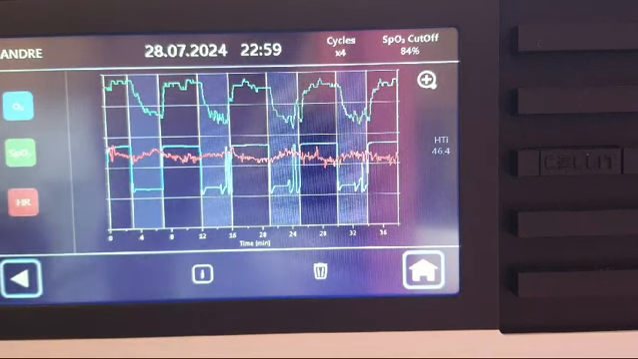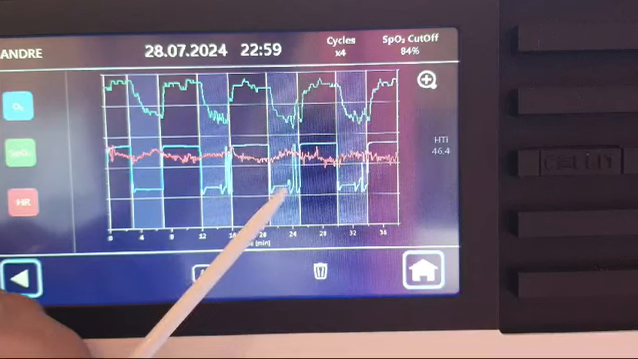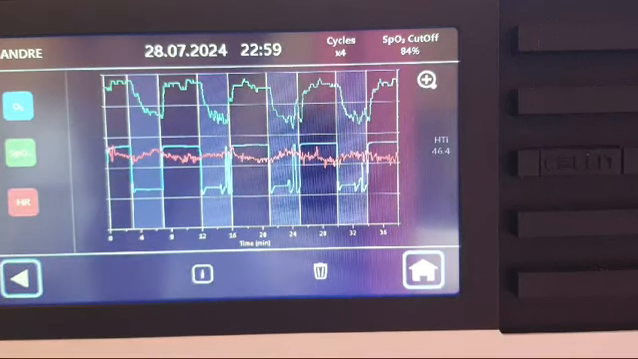But that said, the machine obviously always defends the user by taking the oxygen percentage back to a level where he oxygenates again above the SpO2 cutoff.